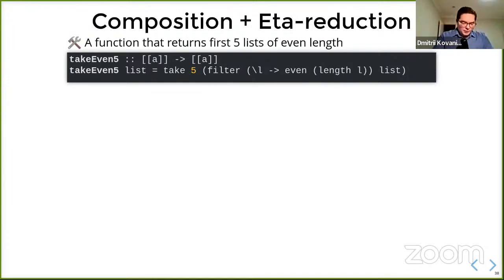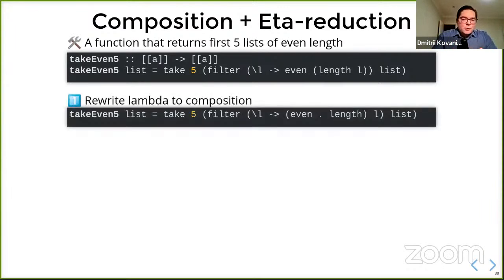So that's pretty straightforward. Let's rewrite our lambda using function composition. So again, this is just a composition of the functions even and length applied to the L. This is just a straightforward syntactic construction. And you can see, like, wait a minute.